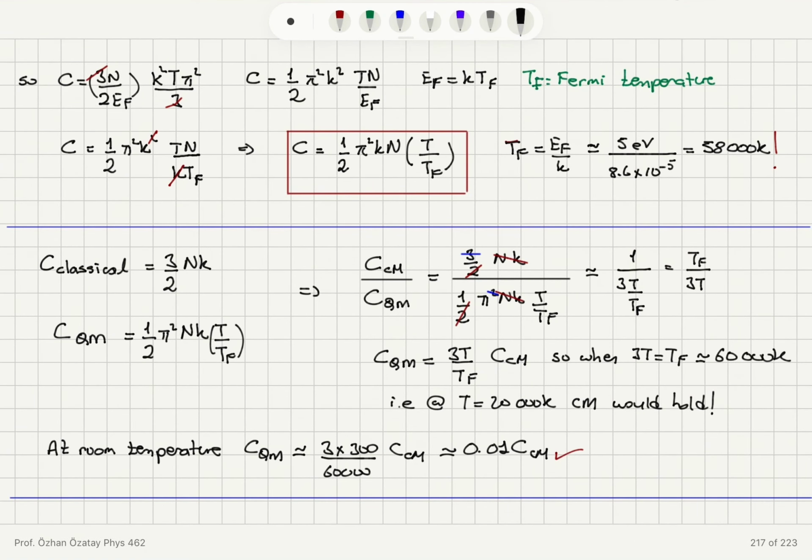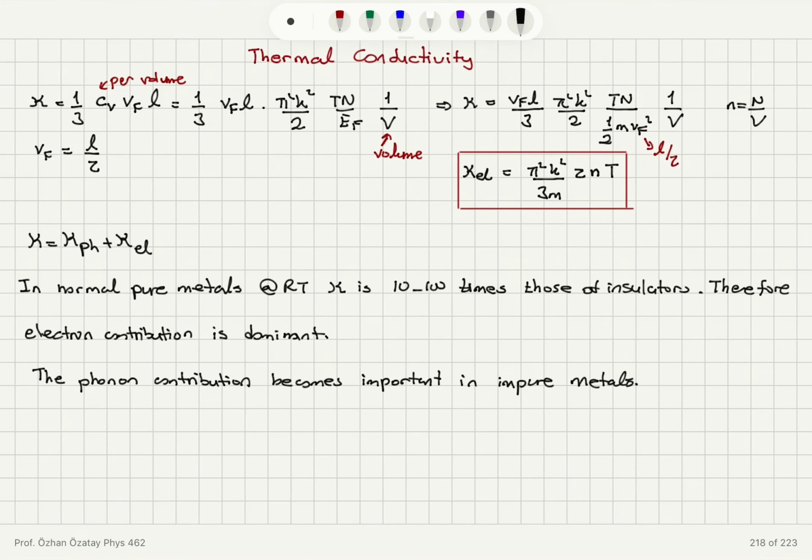And finally, we find that the quantum treatment gives us a heat capacity that is linearly dependent on temperature. In fact, it is controlled by the ratio of temperature T to Fermi temperature T_F. And we find that at room temperature, the quantum mechanical result is 1% of the classical result, which is the experimental value, and 20,000 Kelvin is when the classical result would hold.